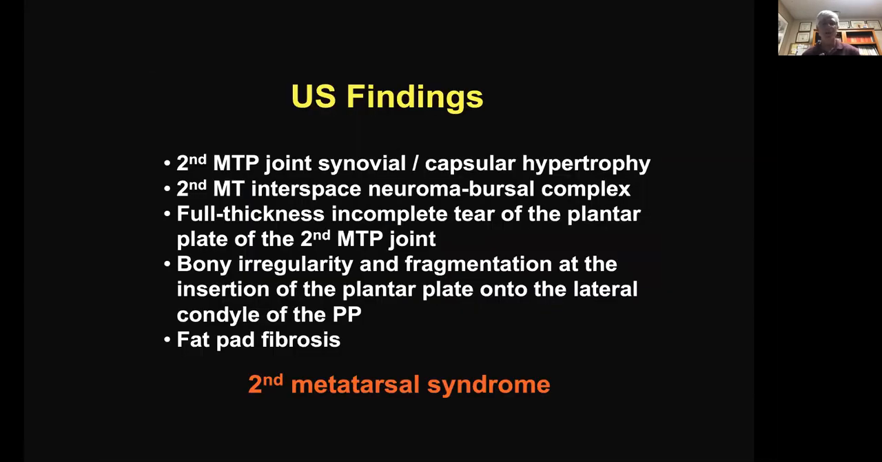All right, so my findings: second metatarsal joint synovial capsular hypertrophy, second metatarsal interspace neuroma bursal complex, full thickness, incomplete tear. So it was not a full width tear of the plantar plate of the second MTP joint, bony irregularity and fragmentation at the insertion of the plantar plate onto the lateral condyle of the proximal phalanx, and then fat pad fibrosis. I call this second metatarsal syndrome, meaning it's a constellation of problems that occurs. I also see this at the third metatarsal, but more commonly the second.